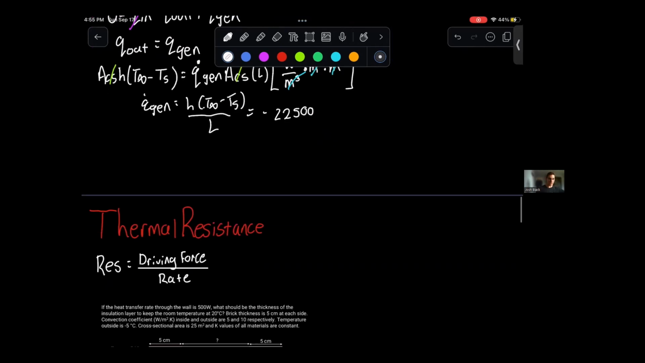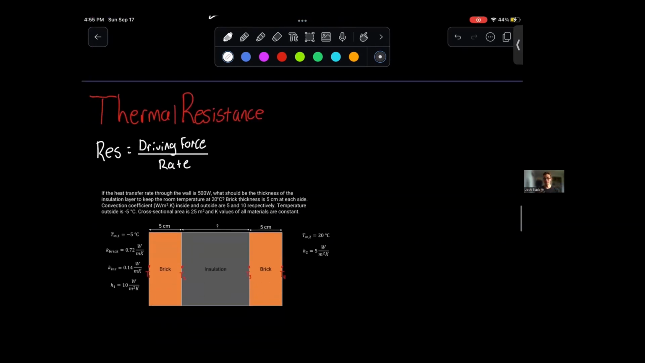Okay, let's talk about the last piece of content that we're going to be going over. Thermal resistance. So we know from any circuits course, resistance is going to be equal to a driving force divided by a rate. This is derived from V equals IR, where R is the resistance, V volts is our driving force, and I is the rate of our current.